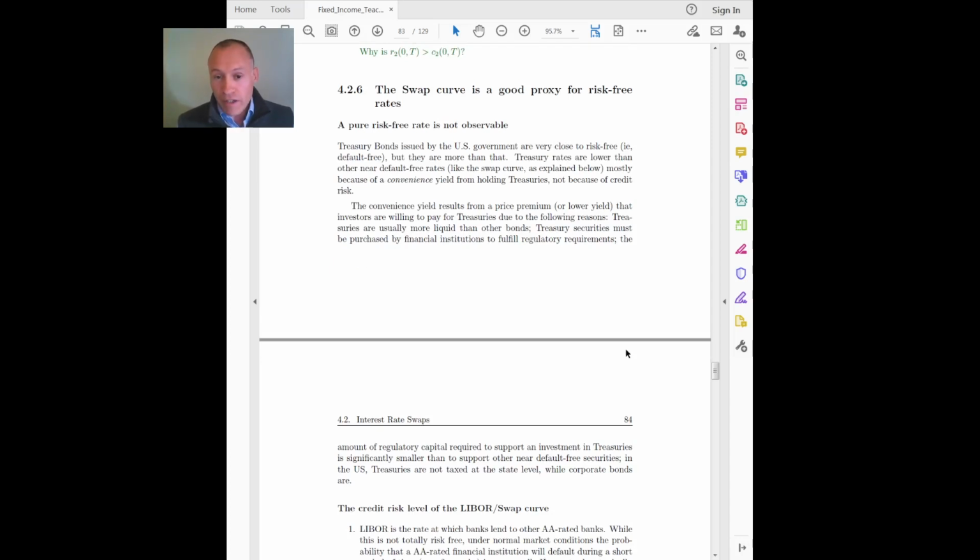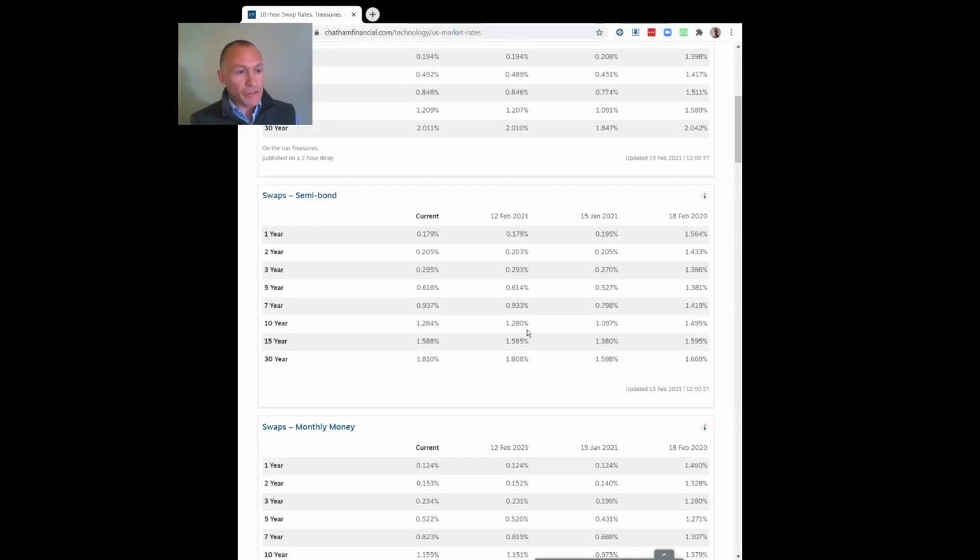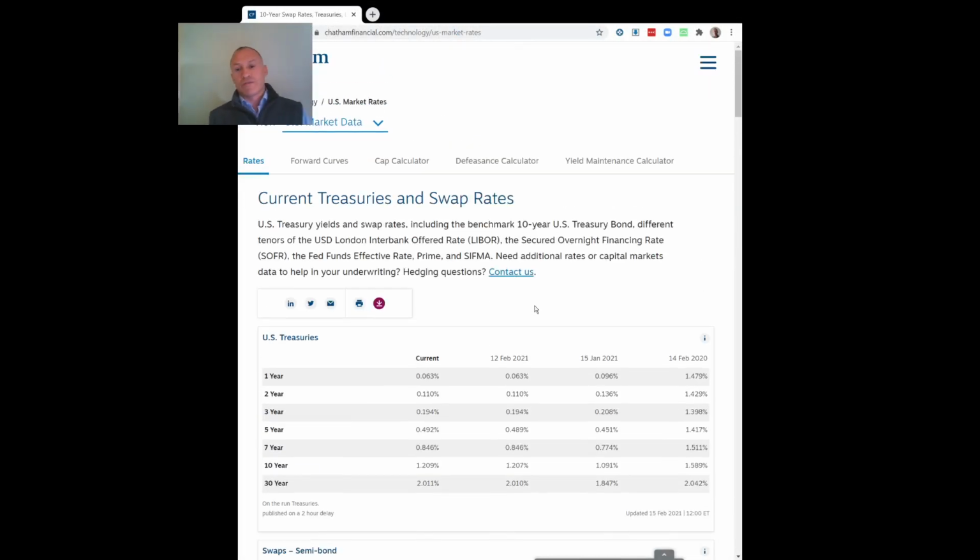So now, why is the swap curve such an important concept? The idea is the following. Until now, if I asked you what is the risk-free rate for 5 years, for example, you would probably answer something like, okay, I'm going to look at US Treasuries, so bonds issued by the US government, and I'm going to look at the 5-year rate, and that's the answer, 0.49%.